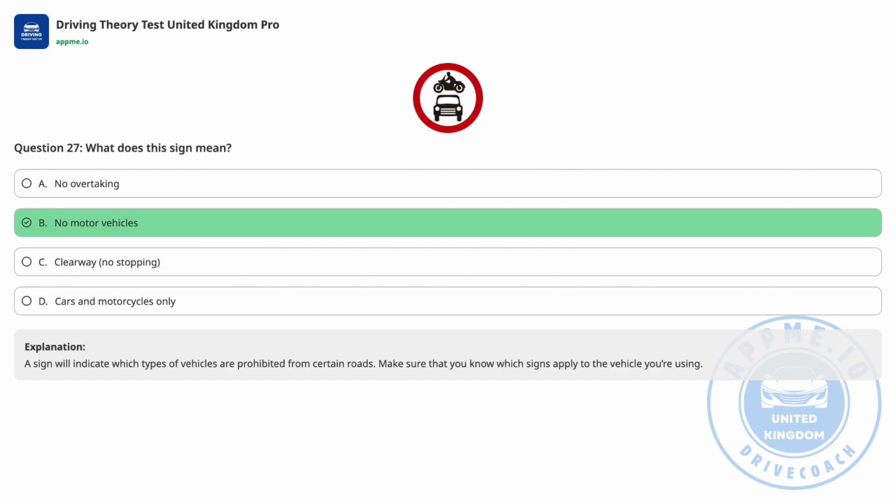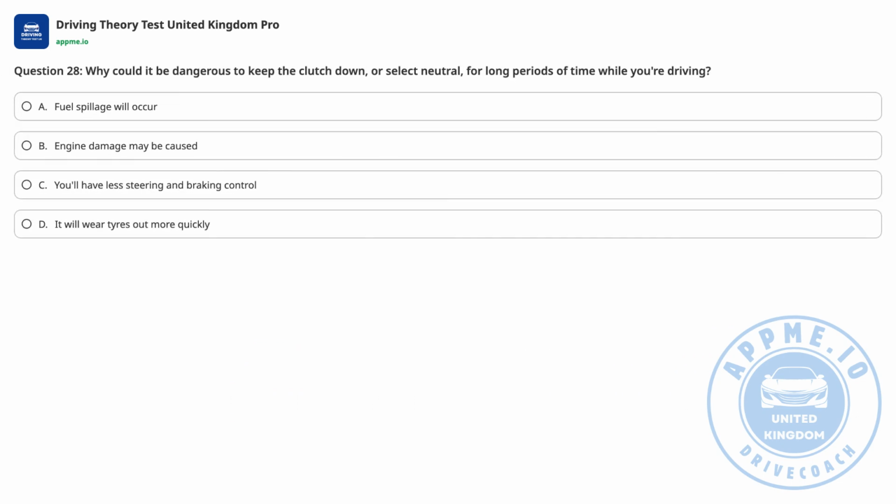The correct answer is B. Question 28. Why could it be dangerous to keep the clutch down or select neutral for long periods of time while you're driving? A. Fuel spillage will occur. B. Engine damage may be caused. C. You'll have less steering and braking control. D. It will wear tires out more quickly.